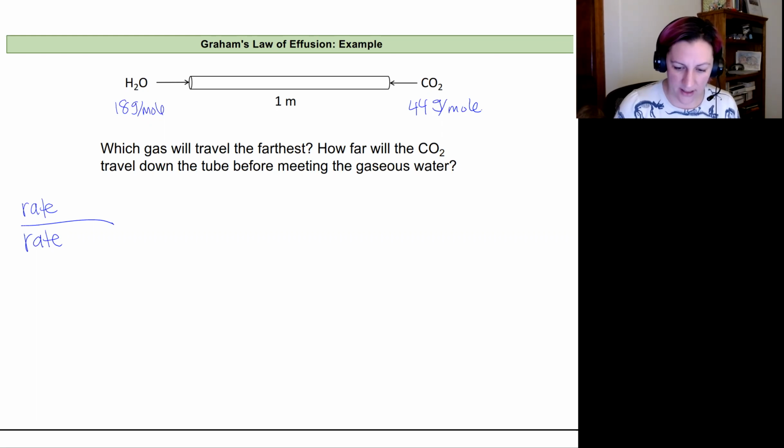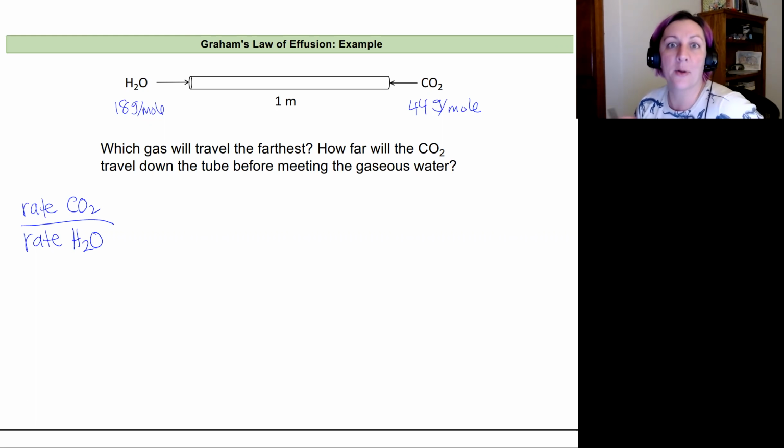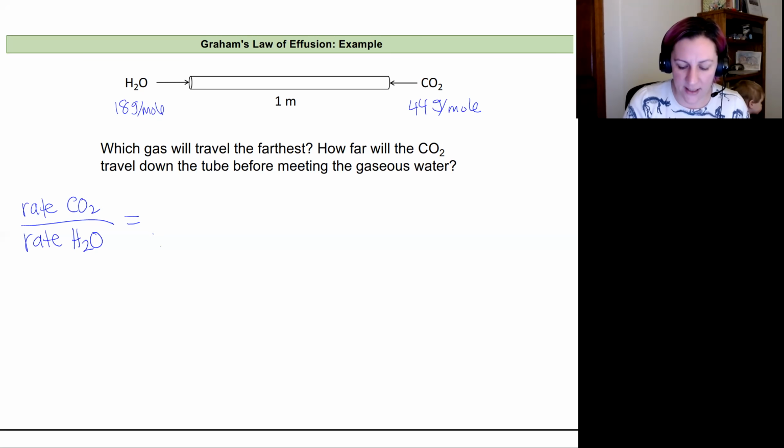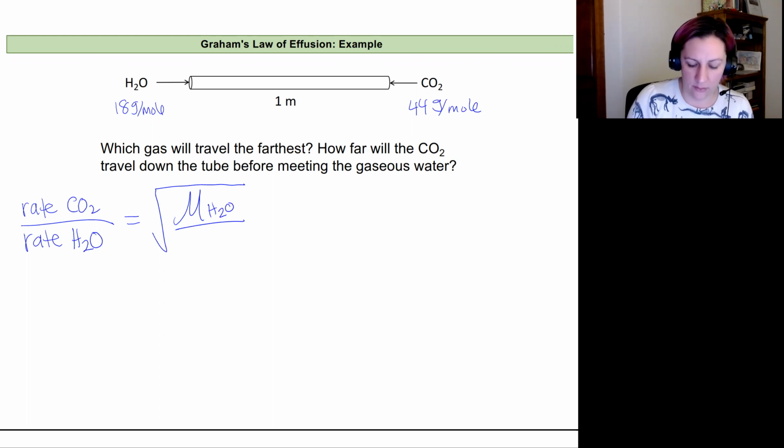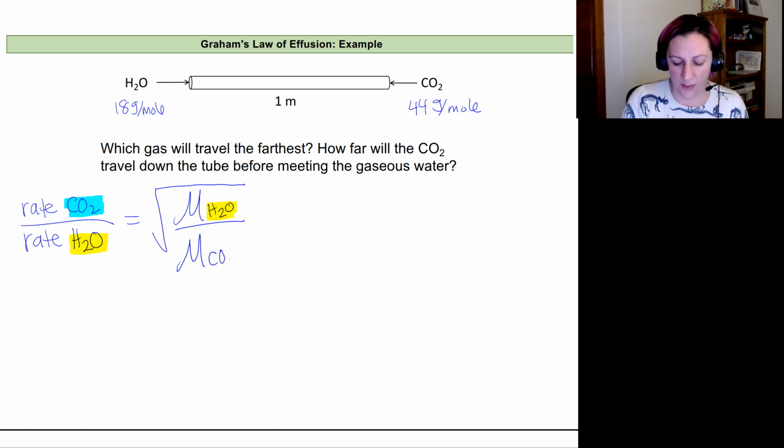So I am going to set this up so I have the rate of my carbon dioxide on the top and the rate of my water on the bottom. Again, you could have these flipped. It doesn't matter. You'll just have a number less than 1 or a number more than 1. So looking at this, I'm going to set this equal to the molar mass in kilograms of my water on top, because it's on the bottom here, right? So we'll put it on the top. And our carbon dioxide's on the top, so it'll be the molar mass of our carbon dioxide on the bottom.